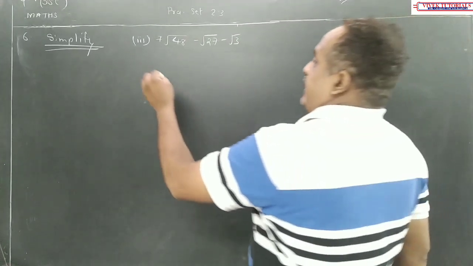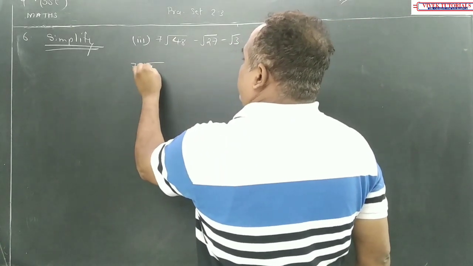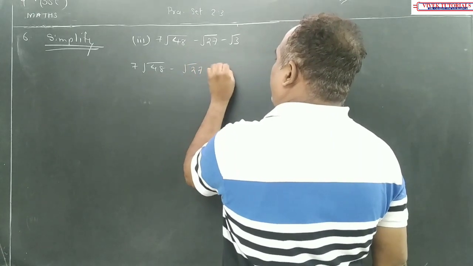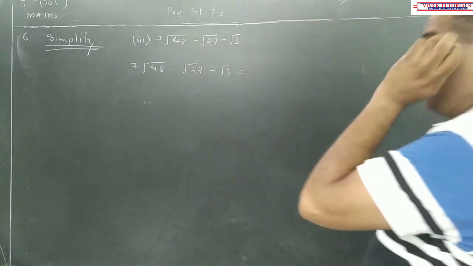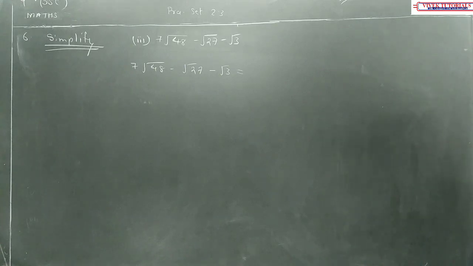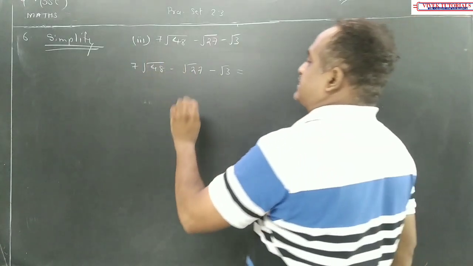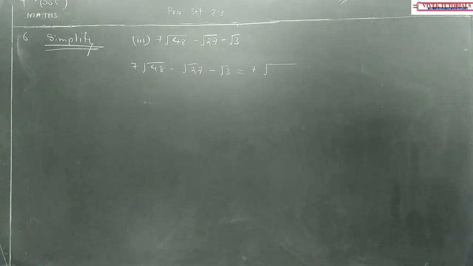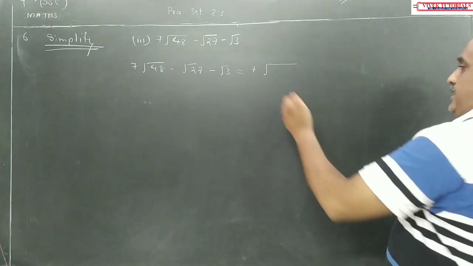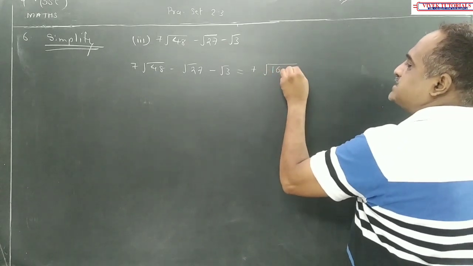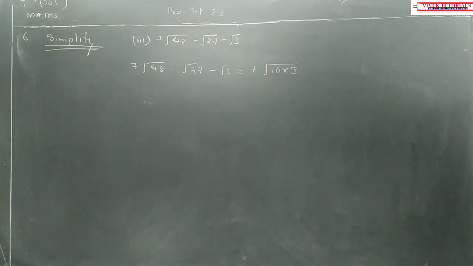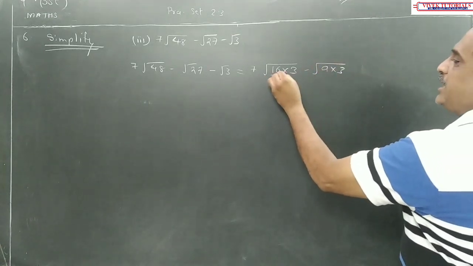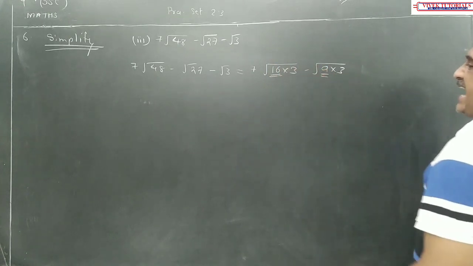Now, next one is 7 root 48 minus root 27 minus root 3. First, you try to convert simple surd into mixed surd. So 7 is already there, and for 48, if we make parts, we can directly do 16 threes are 48. Here I can write 9 into 3. Why 16? Because I know that 16 is a perfect square. 9 is a perfect square.